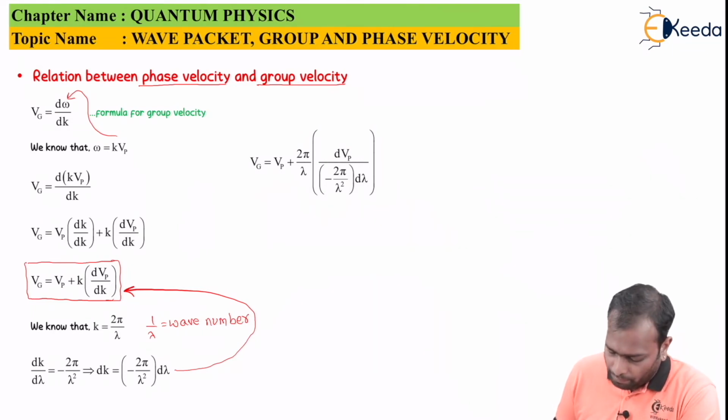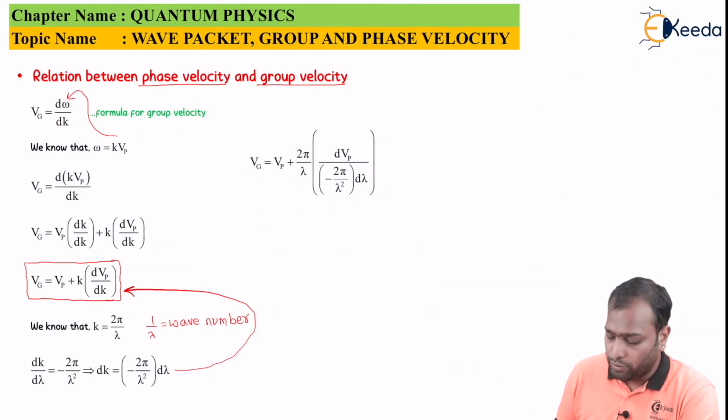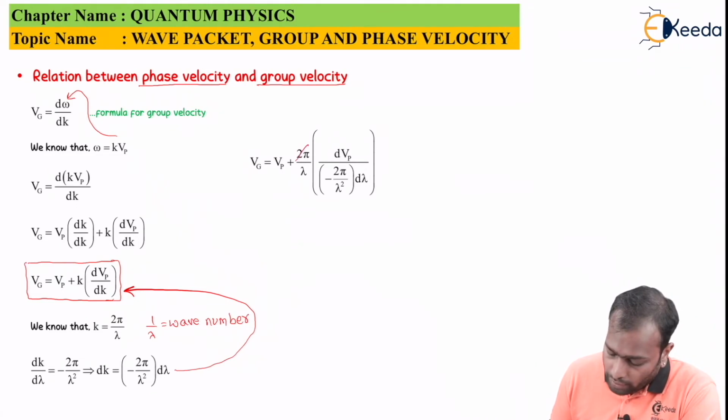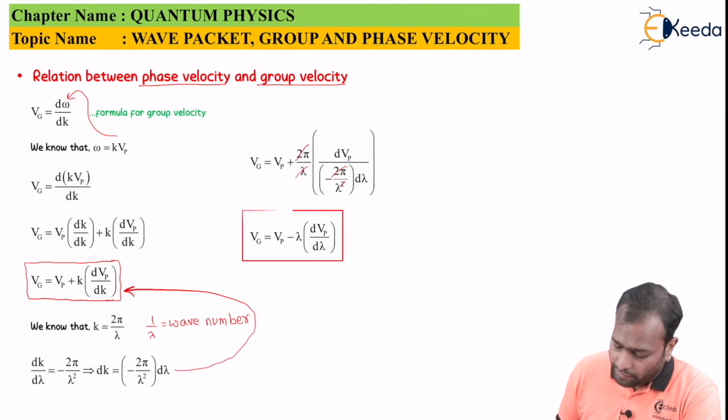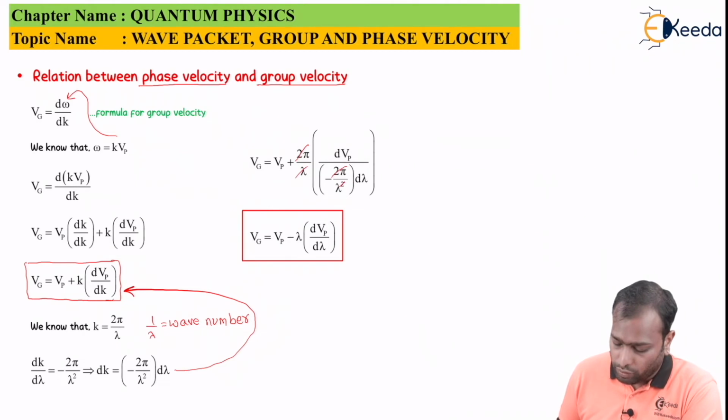Vg is equal to Vp plus, instead of k, I have written 2 pi by lambda dVp, and instead of this dk, I have written minus 2 pi by lambda square into d lambda. 2 pi gets cancelled off, and of course 1 lambda gets cancelled with another lambda. Finally, I'll be getting a value Vg is equal to Vp minus lambda times dVp by d lambda. Well, this is also one form of the equation wherein you represent group velocity and phase velocity with respect to lambda. Do remember, both these relations are true and both these relations are very important from your numericals perspective.